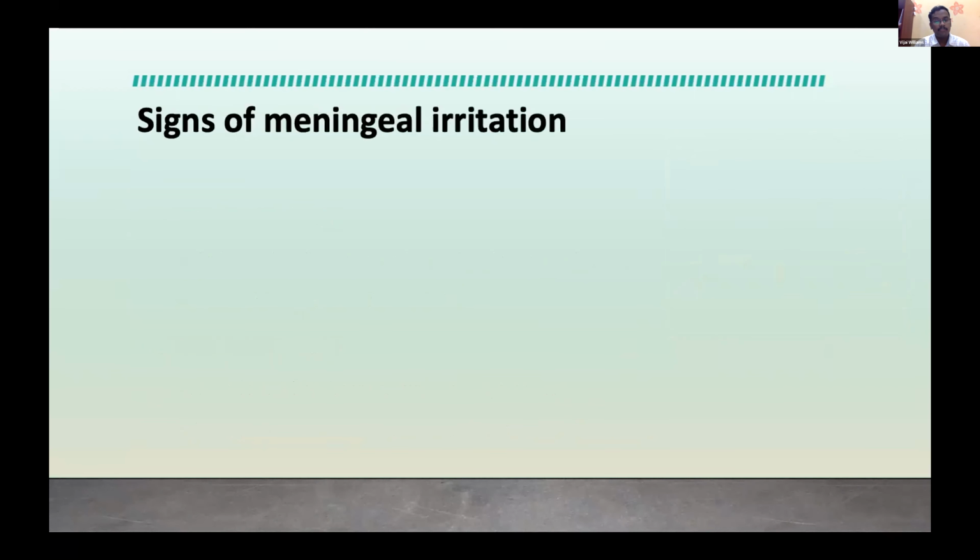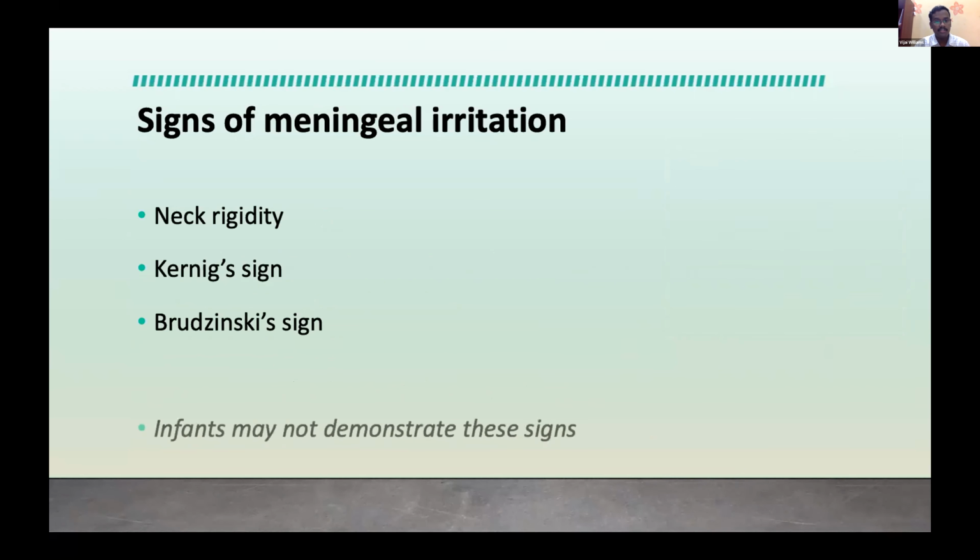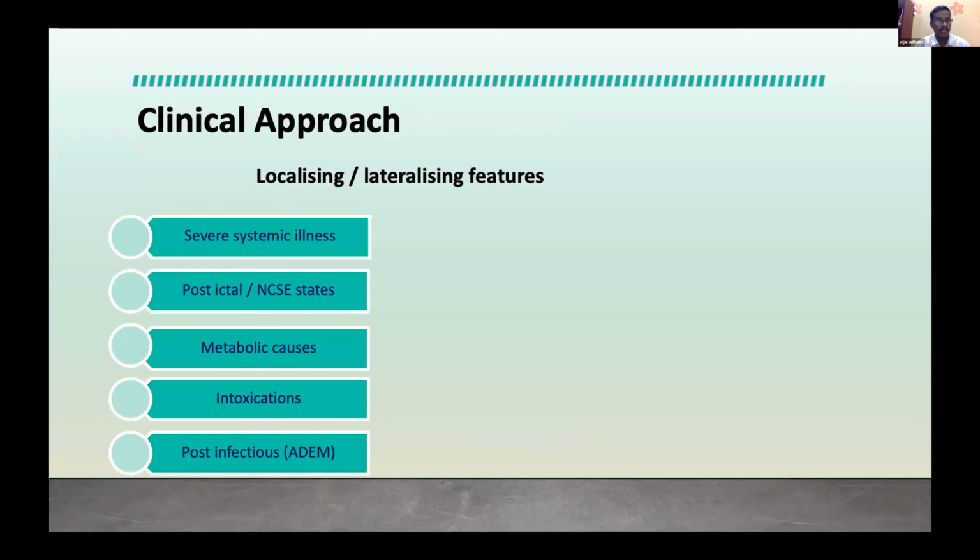Finally, we need to examine for meningeal irritation, which includes neck rigidity, the Kernig's and Brudzinski sign. But beware that all infants may not demonstrate these signs, and occult meningitis may be present in these children. So having gone through a quick history and examination, we may be able to localize or form a provisional diagnosis in our mind if there is absence of localizing or lateralizing feature.